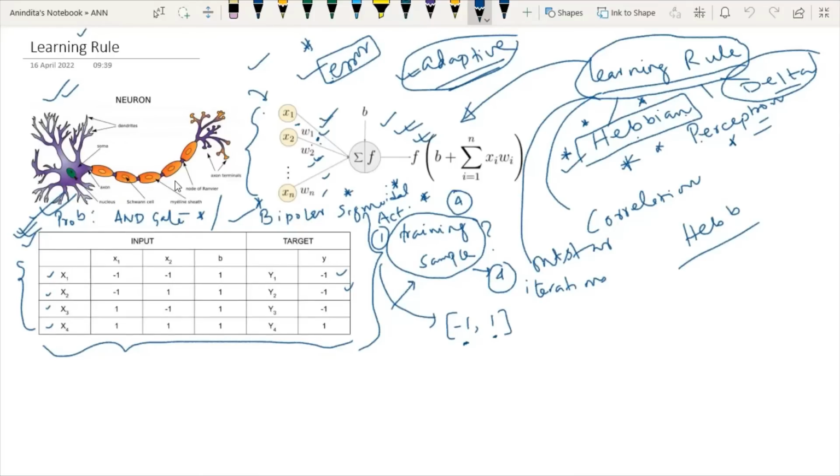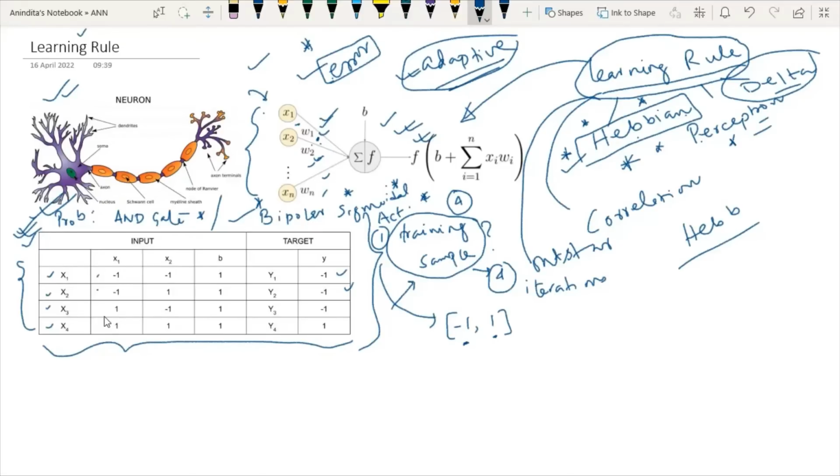So please make a note, just write it down. Whenever any problem is given to you, identify the training samples in order to find the number of iterations, and then try to find out the activation function if it is not given. And the type of the activation function will be determined by visualizing the values given in the problem statement. So this is the first part.